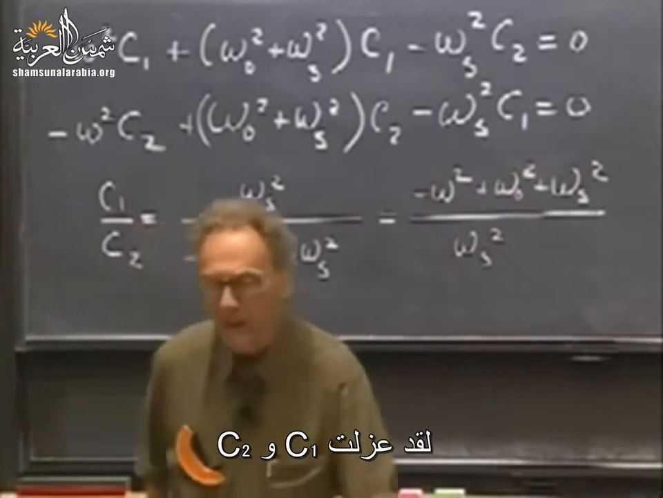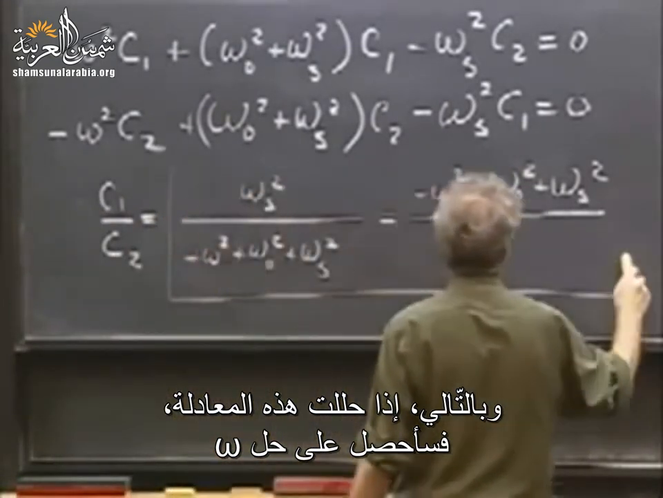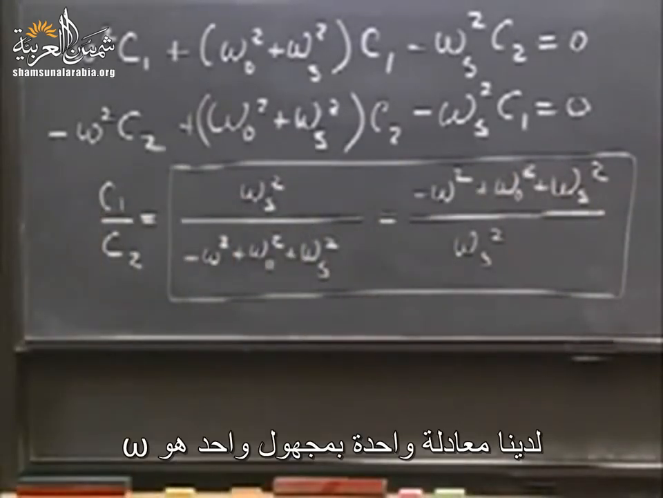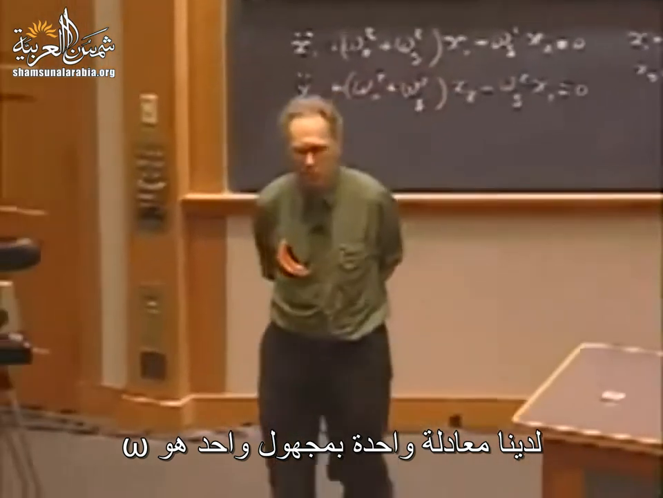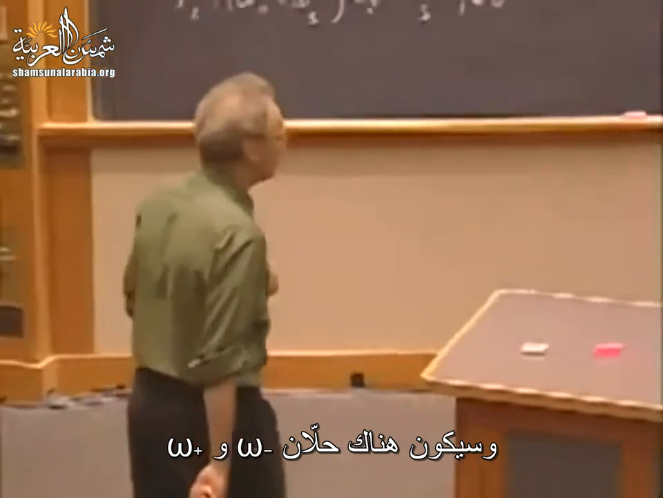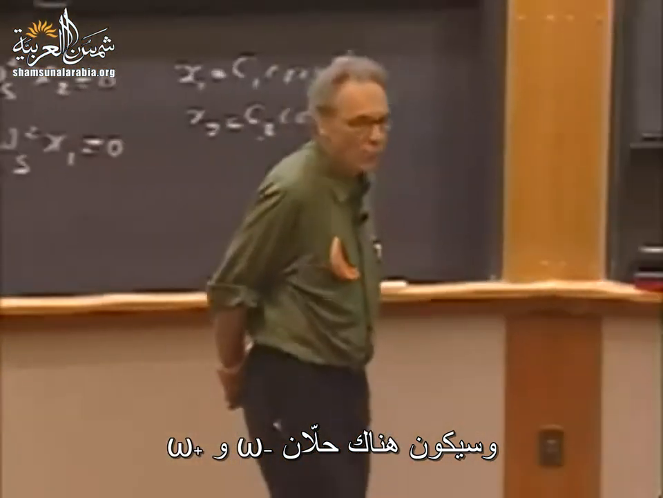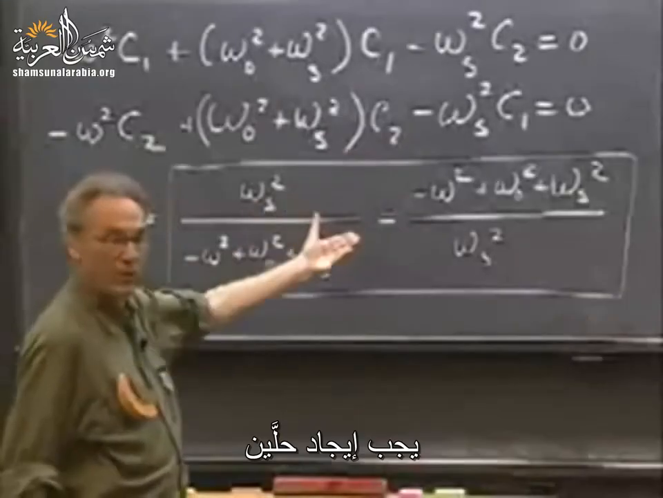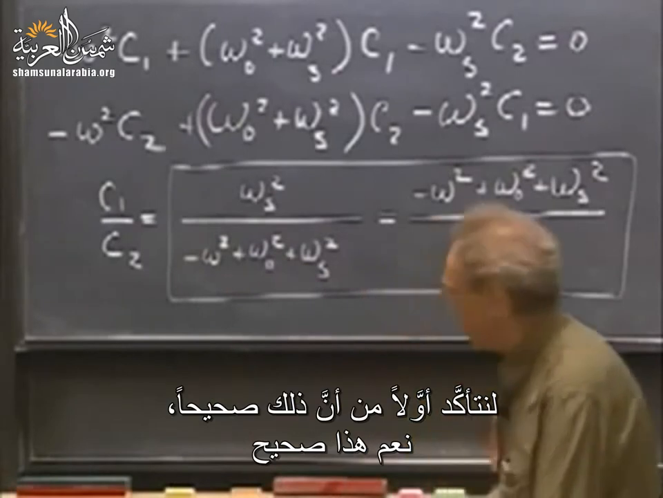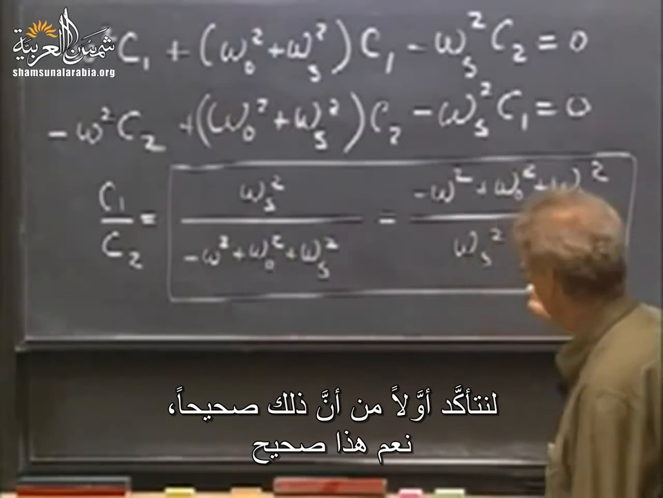And now I have eliminated C1 and C2, because if I solve this equation, I get my solutions for omega. This is one equation, there's one unknown, that's omega. You got to admit. And there better be two solutions. There better be an omega minus, and there better be an omega plus coming out of this. Untouched by human hands, I must find two solutions. Let's first make sure that this is correct. And the answer is yes.